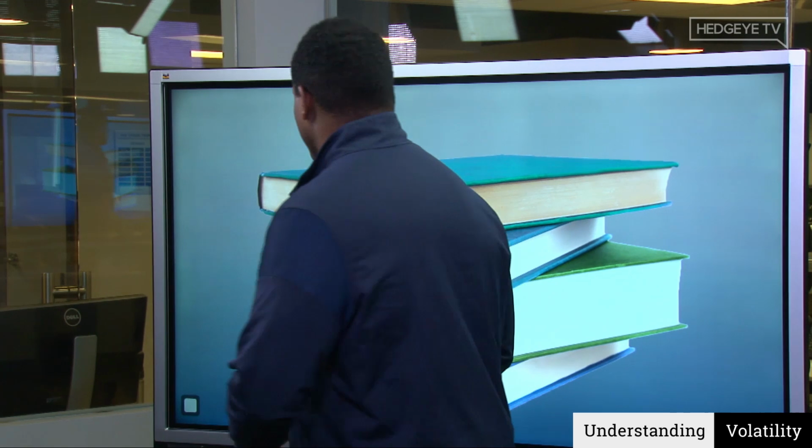exactly how we use volatility, not only as an indicator for market sentiment, but also as a predictor of price, both in the immediate and intermediate terms. So starting with this slide here, this diagram.